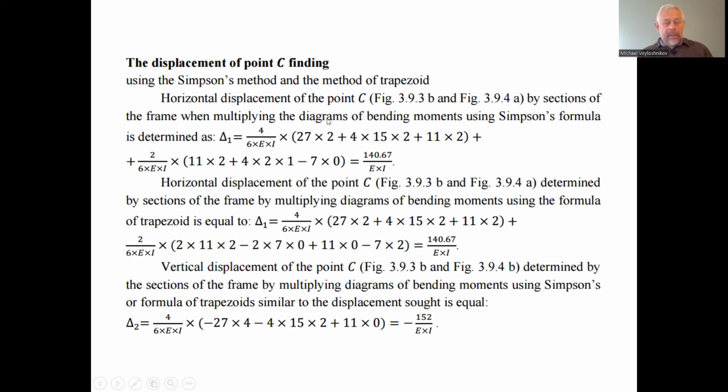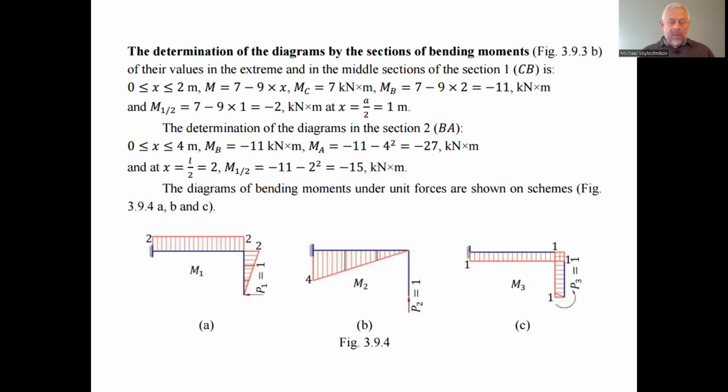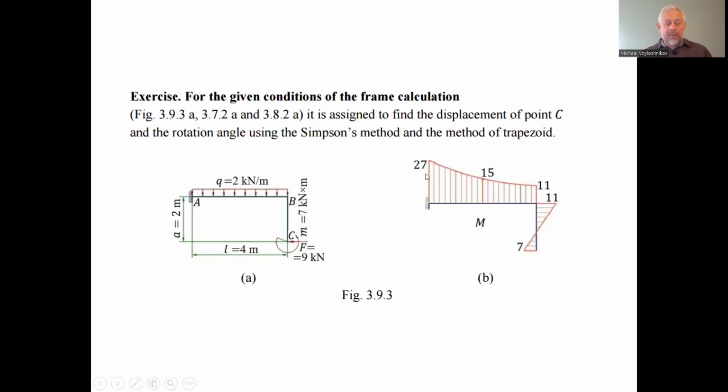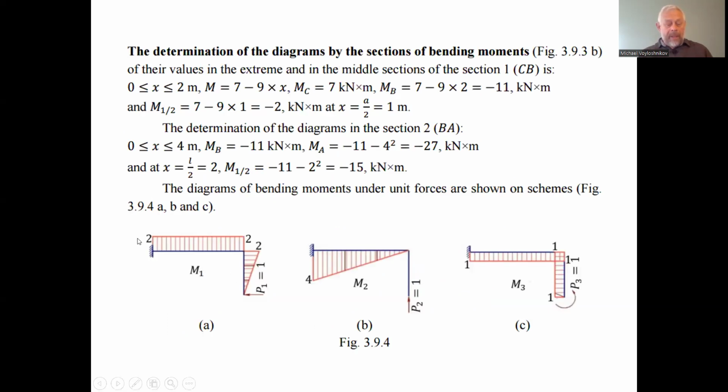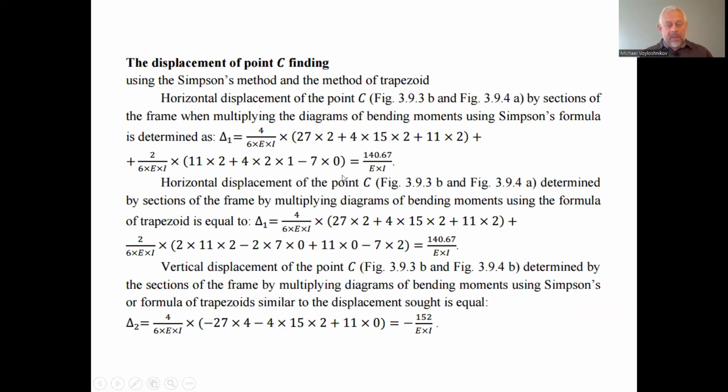So in accordance with the Simpson rule, in the brackets we have the product of the diagrams. The first is the magnitude of the bending moment on the diagram of the external load at the embedding, and we multiply this by 2. 2 is the magnitude of the bending moment on the diagram of the action of the horizontal force applied to point C in the direction in which we look for the horizontal displacement of the point C. So we found the first summand in the bracket.